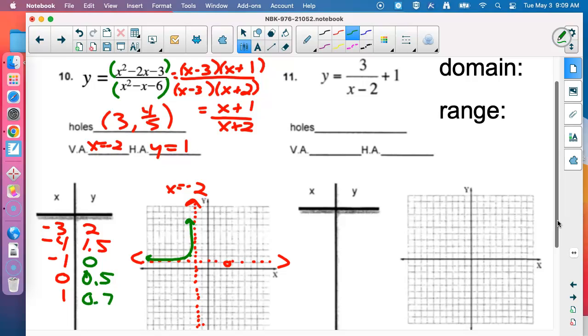But here's the big deal. I want to make sure that at 3, when we said there was a hole, there's actually a hole. How does that tell me there's a hole?